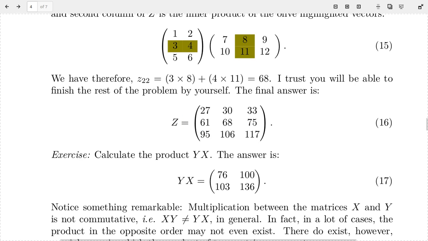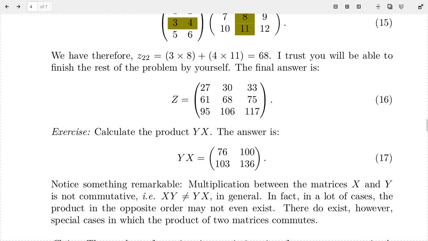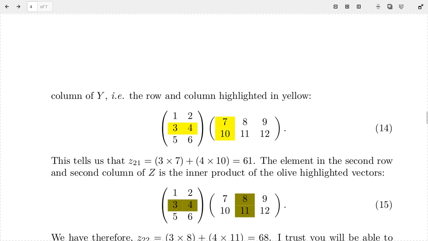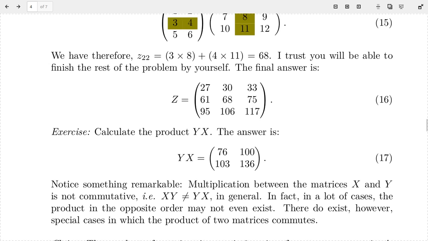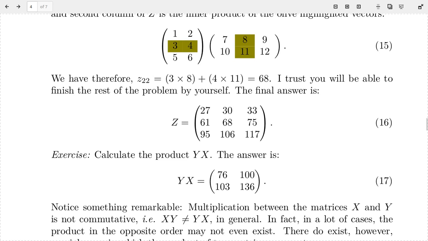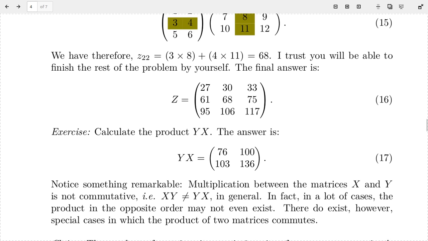Similarly, YX is also possible. Why is that? That's because notice that Y is a 2 by 3 matrix and X is a 3 by 2 matrix. So you can do YX, and YX is going to be a 2 by 2 matrix. Notice that YX is not the same as XY. Matrix multiplication is generally not commutative.